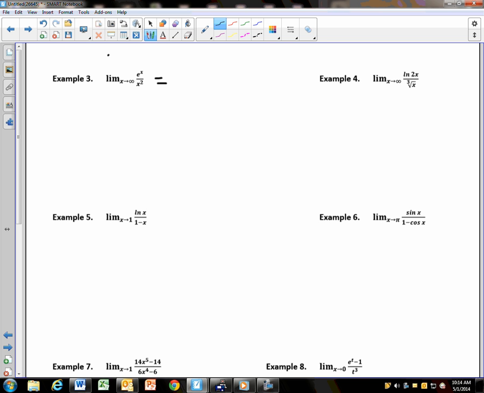Plug in infinity. What's e to the infinity? Infinity. What's infinity squared? Infinity. The question is, which is getting larger more quickly? So we've got to try to evaluate this. The top one is exponential. You're right, it's going to get real big real fast.